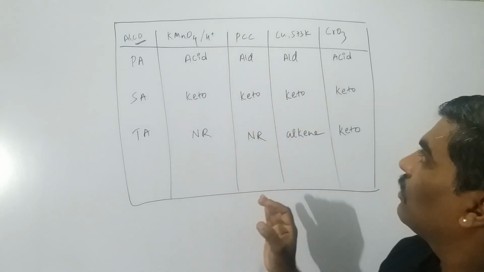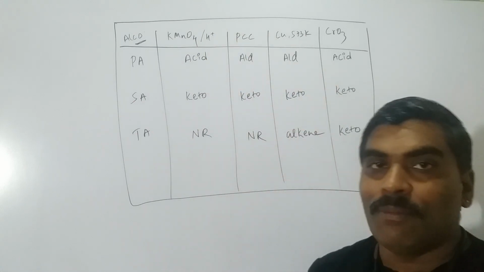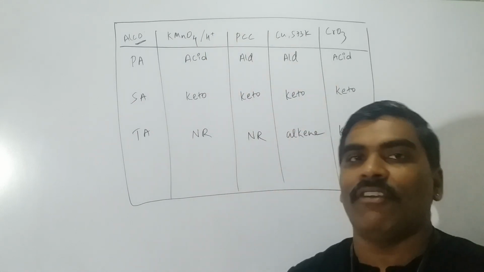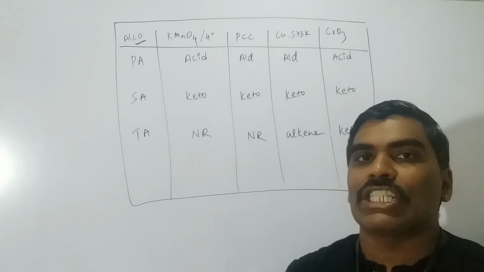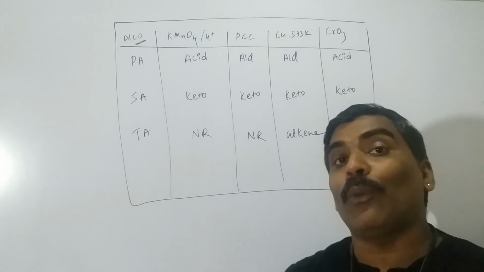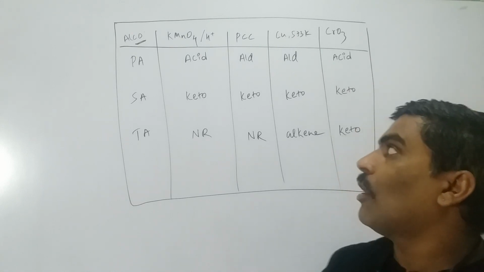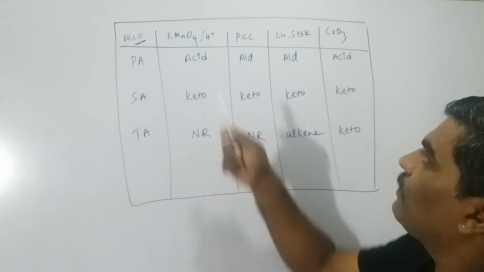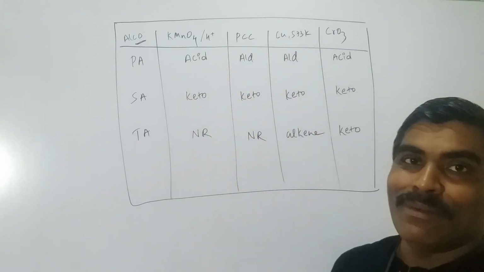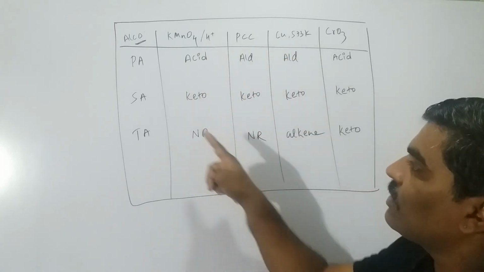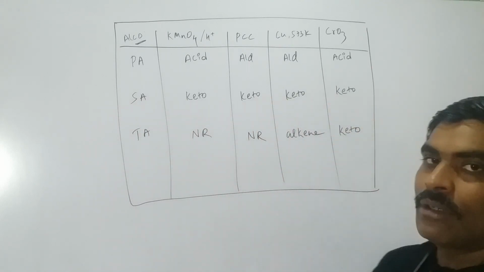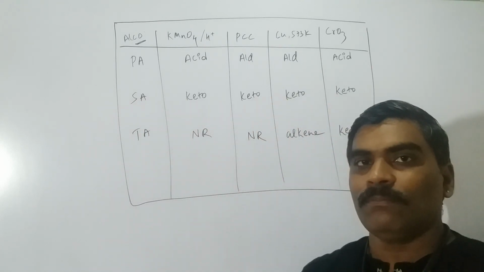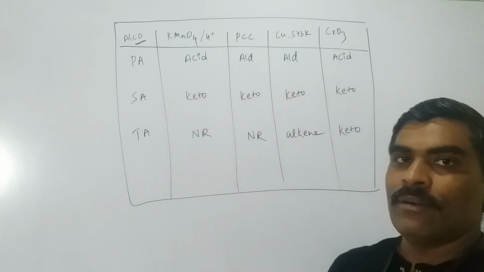If you go through this table, you will not have any problem in writing oxidation of alcohols or solving any question which is based on oxidation of alcohols. Because all four which are there in the syllabus, I wrote all. Secondary alcohol gives ketone, ketone, ketone, ketone. It's easy to remember. In all, ketone is there.